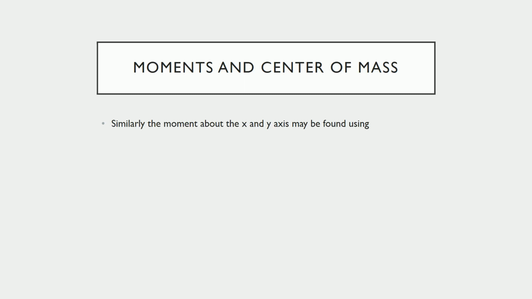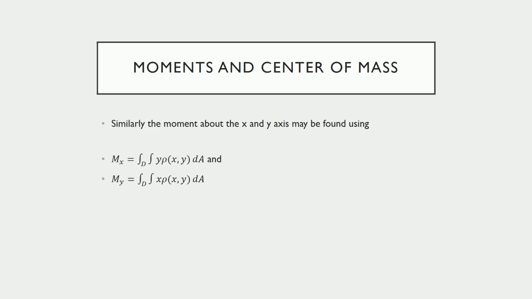So thankfully the formula is very similar. So for the moment around the x-axis, you also include a y inside. You have the same density, everything else is still the same. You just put a y for the one with x. It's slightly odd, but that's the way it ends up working. Similarly, you do the same thing for the moment around y.